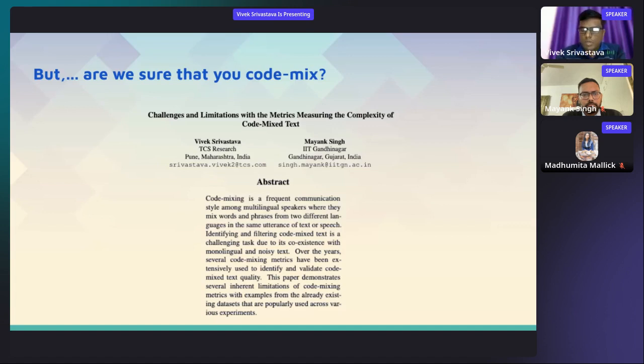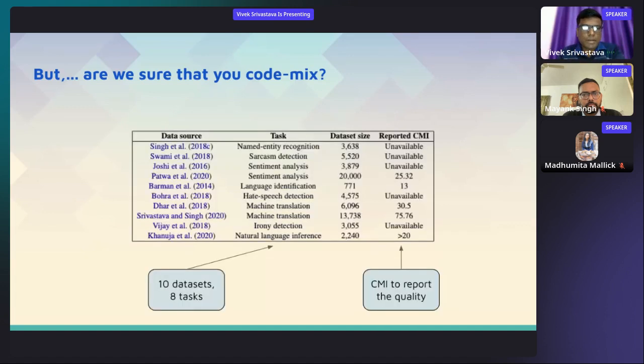So we tried to address that, or rather, we tried to explore why that was happening and what the different reasons for that are. This is the paper that we wrote some time back. What we did here is take 10 different datasets, which were quite popularly used across 8 different tasks at that time.